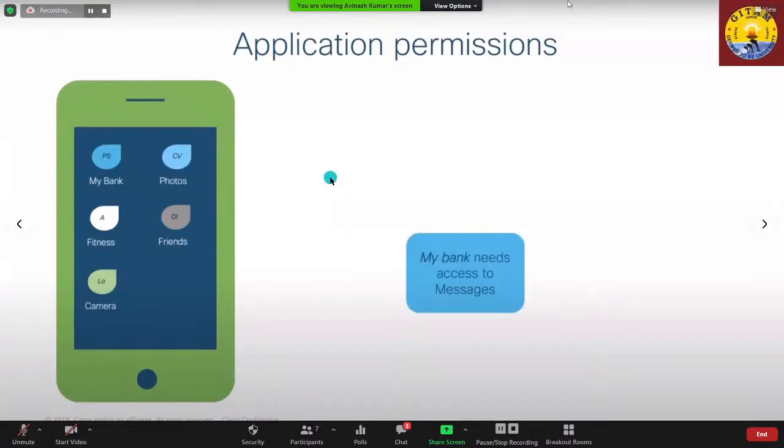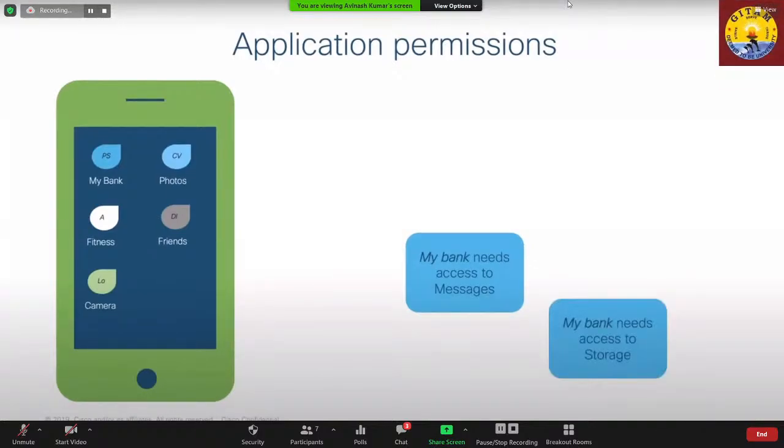When you first launch that application, the bank starts asking you for permissions. It might ask for access to your SMS messages on your phone. So you think maybe it is for your OTP or notifications, but then you see it also needs access to your storage on your phone in order to store some data. That is interesting. You move on.